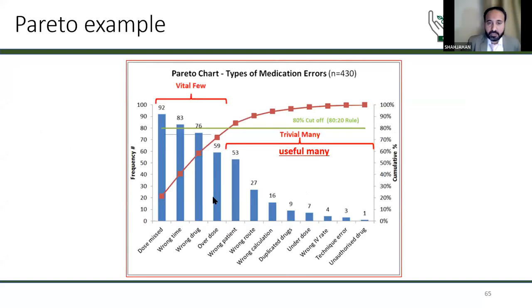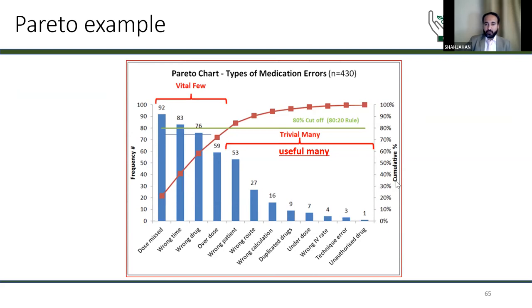I think you will understand best when I give you this example. We have an example of types of medication errors, and we want to make a Pareto chart. We use the Pareto chart when we have many problems, but we want to know which of them is the most useful to solve. If we solve that problem, 80% of our problem will be solved. So you see here, dose missed 92, wrong time 83 times, wrong drug 76 times. On this line, this is the frequency and this is the cumulative frequency percentage.